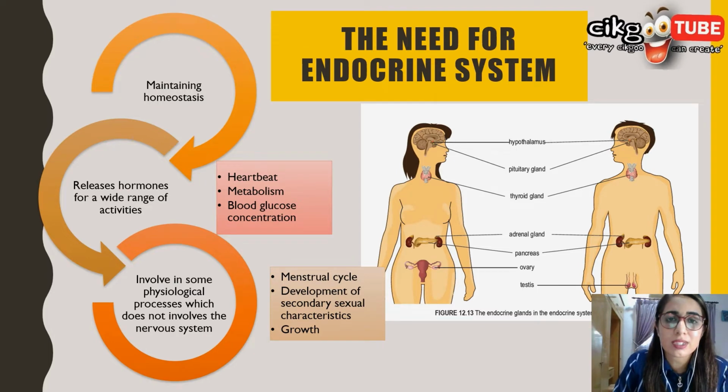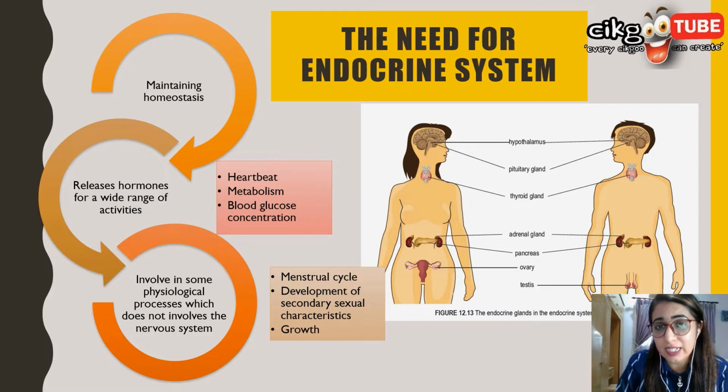Although certain physiological processes need both the nervous and endocrine systems to work together, there are also others that require only the endocrine system to regulate them. For example, the endocrine system alone regulates the menstrual cycle and also human growth and development.